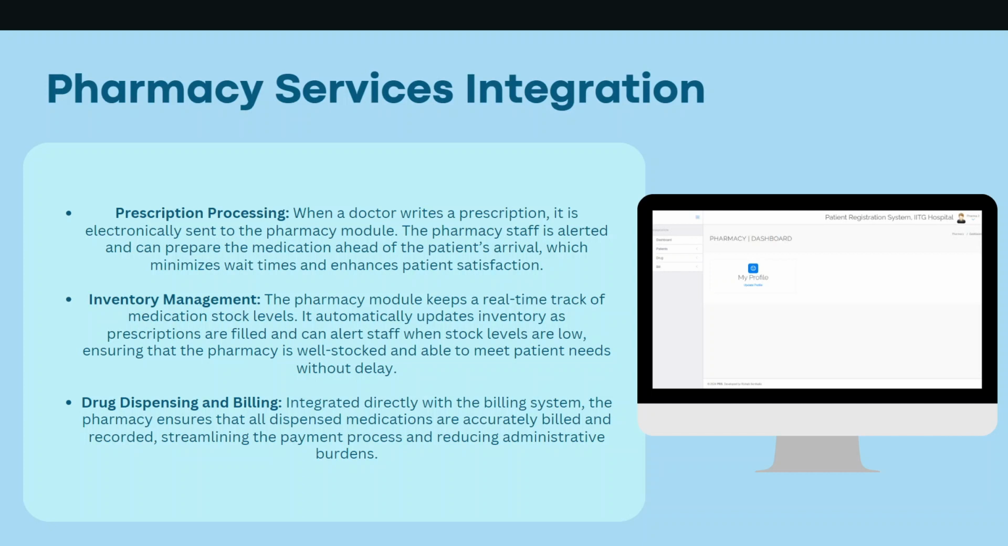So we have prescription processing. When the doctor writes a prescription, it can be easily seen by the pharmacy model. We have inventory management, as we have talked about, that helps in real-time tracking of the medication stock levels. It can add and modify the stock accordingly. We also have drug dispensing and billing integrated directly within the billing system. The pharmacy ensures that all dispensed medication is accurately billed and recorded, streamlining the payment process and reducing the administrative burdens.